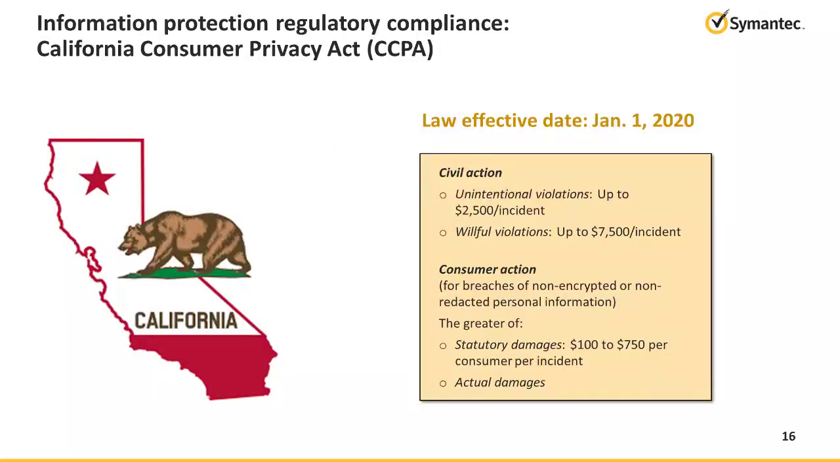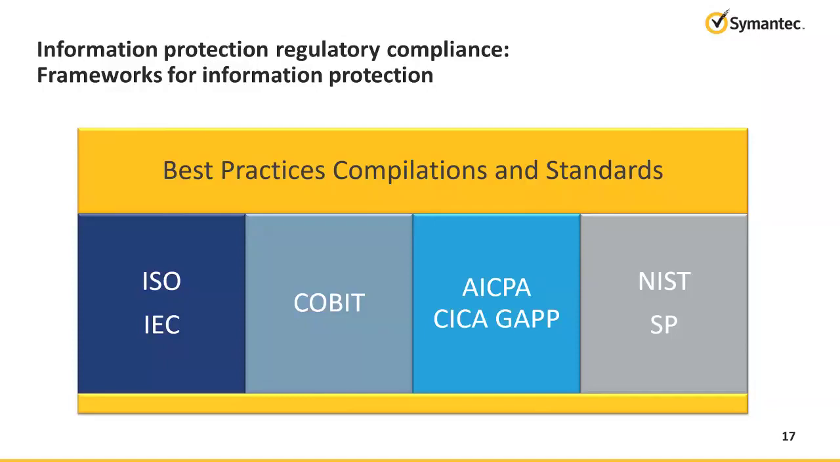The California Consumer Privacy Act, or CCPA, went into effect January 1, 2020, and is very similar in spirit and intent to the GDPR, including severe financial penalties for breaches and noncompliance. To address the complexity of information protection, a number of best practices, compilations, and standards have been published. The Information Systems Audit and Control Association, or ISACA, presented an excellent compilation of frameworks that executives are using to manage their data privacy and information protection challenges.